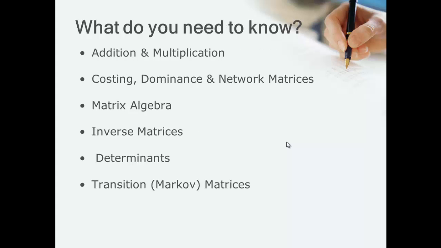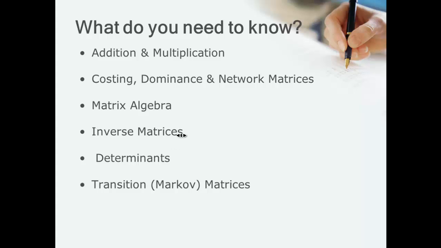The sort of things you're going to need to know is the basic skills of how to add and multiply matrices together. You're going to need to be able to do the three different types of matrices that we talked about before. You'll need to do matrices algebra. You need to be able to find inverse matrices for a 2x2 and a 3x3 matrix, and do the same thing for determinants. You'll need to actually be able to calculate those for 2x2s and 3x3s, and obviously you need to know how to do a transition matrix.